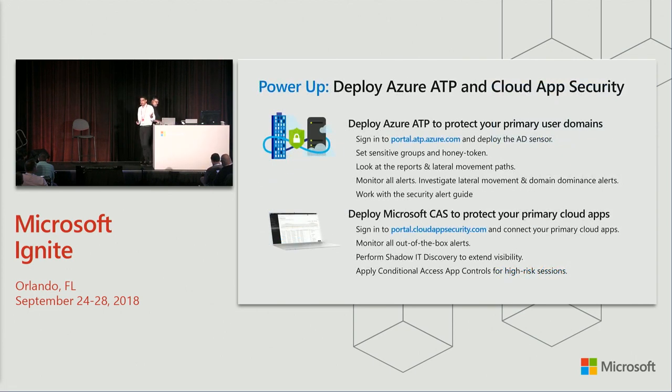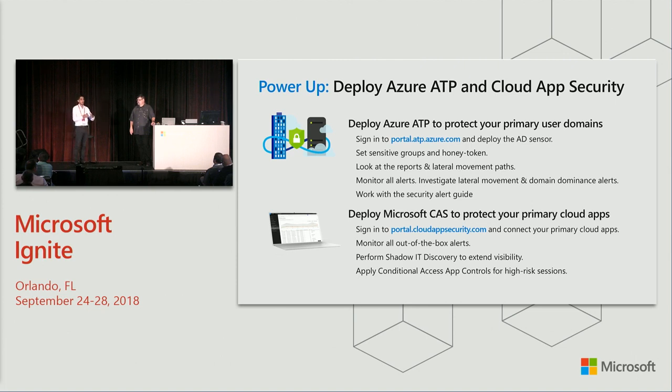Yeah, so we talked about the Azure AD identity protection and the policies. Next step, to gain all the visibility you need for the Active Directory and the Cloud App Security sessions, then please go deploy Azure ATP, deploy Cloud App Security. Very simple steps, signing into each of these portals. Do the steps, deploy the AD sensor for Azure ATP, and connect your cloud applications to Cloud App Security. These are literally 10-minute steps that you need to take in order to monitor the out-of-the-box alerts that these products actually produce to you.